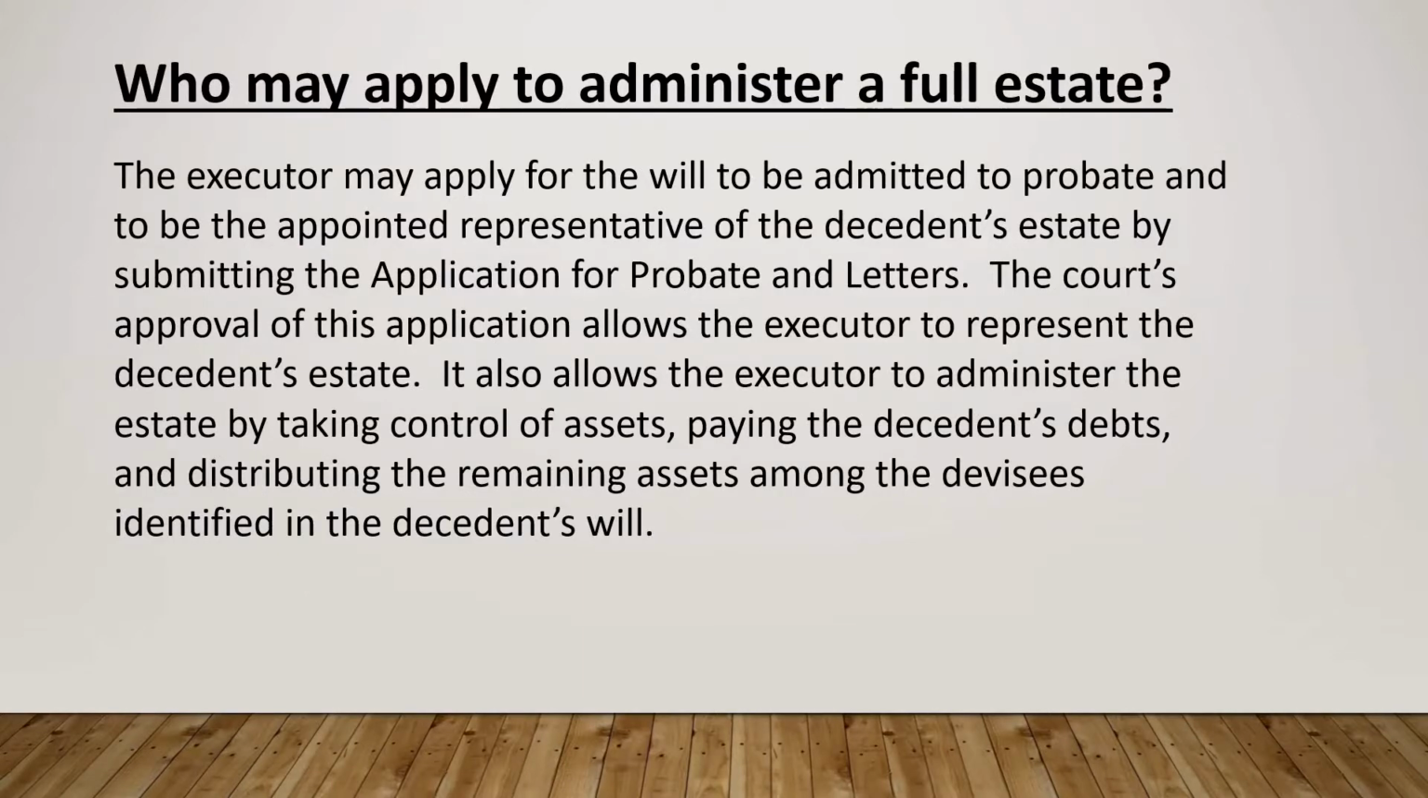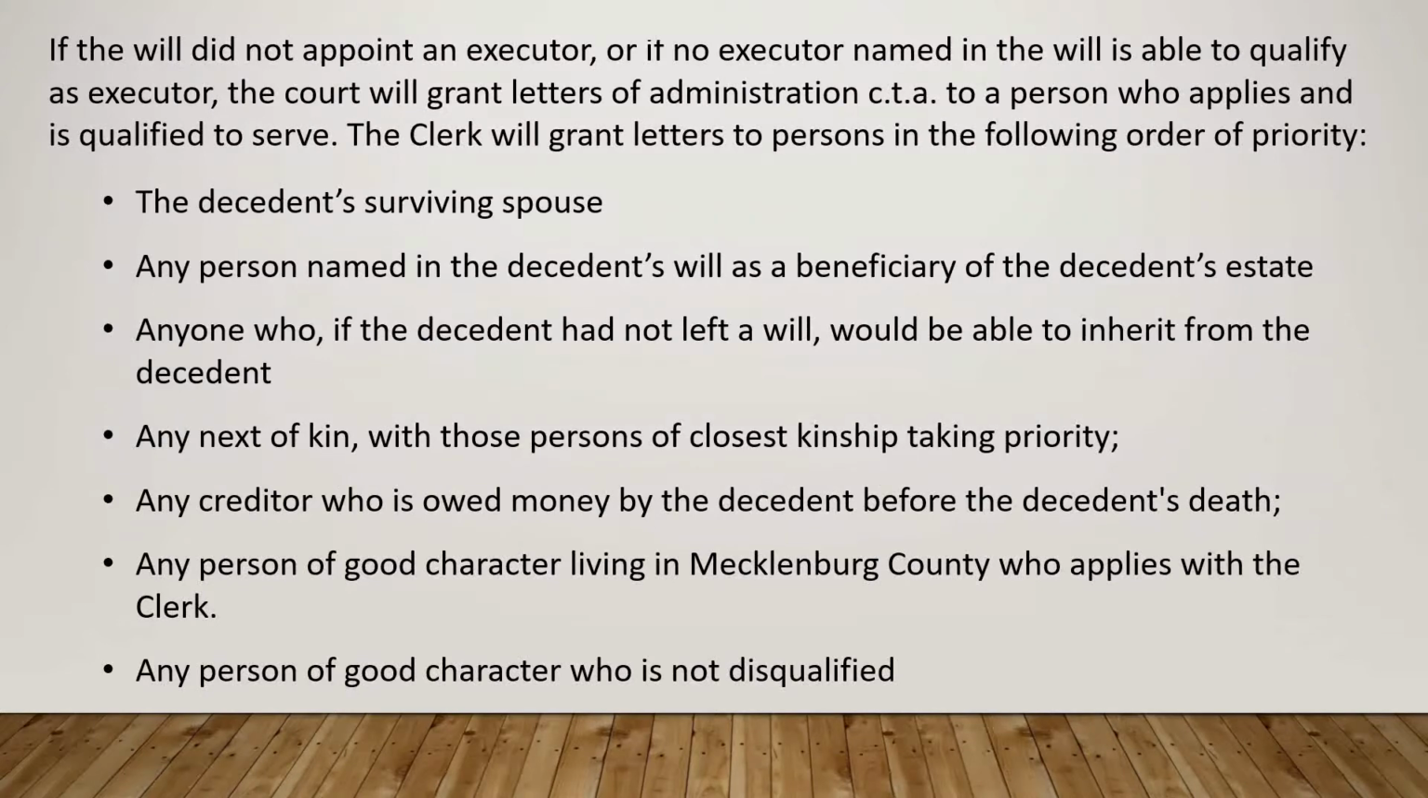If the will did not appoint an executor, or if no executor named in the will is able to qualify as executor, the court will grant letters of administration CTA to a person who applies and is qualified to serve. The clerk will grant letters to persons in the following order of priority. The decedent's surviving spouse. Any person named in the decedent's will as a beneficiary of the decedent's estate. Anyone who, if the decedent had not left a will, would be able to inherit from the decedent. Any next of kin, with those persons of closest kinship taking priority.